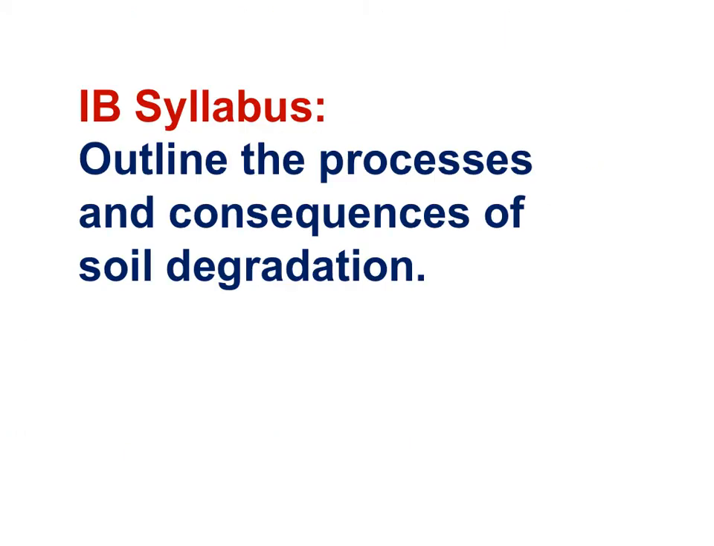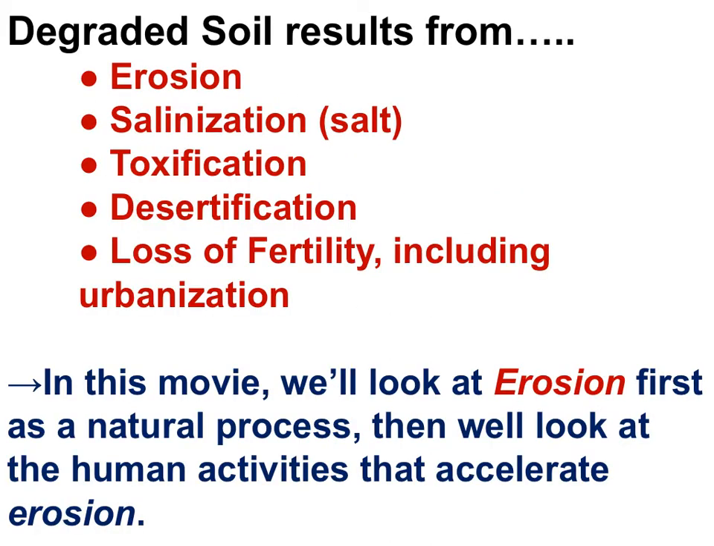Here's the IB syllabus statement that gets this movie going. Outline the processes and consequences of soil degradation. Degraded soil results from erosion, salinization, toxification, desertification, and an overall loss of fertility that includes urbanization. In this movie, we're going to look at erosion, first as a natural process, then we'll look at the human activities that accelerate erosion.